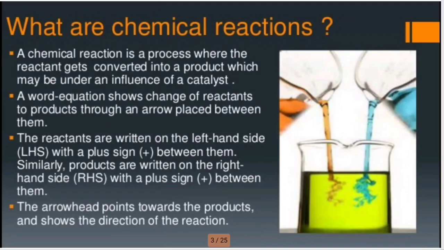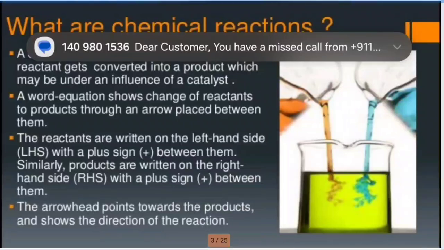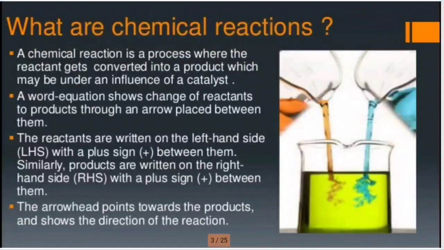You can see here a word equation shows a change of reactant to a product through an arrow placed between them. Okay, on the left hand side we write down the reactant and on the right hand side we write down the product.